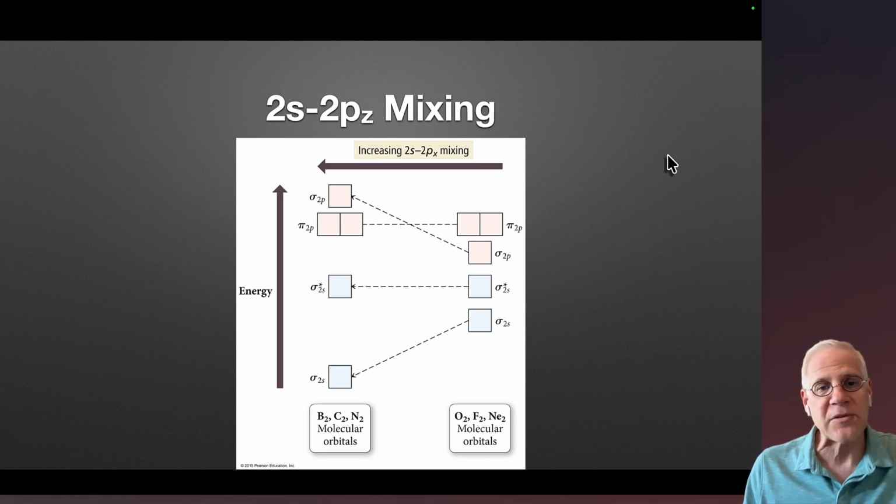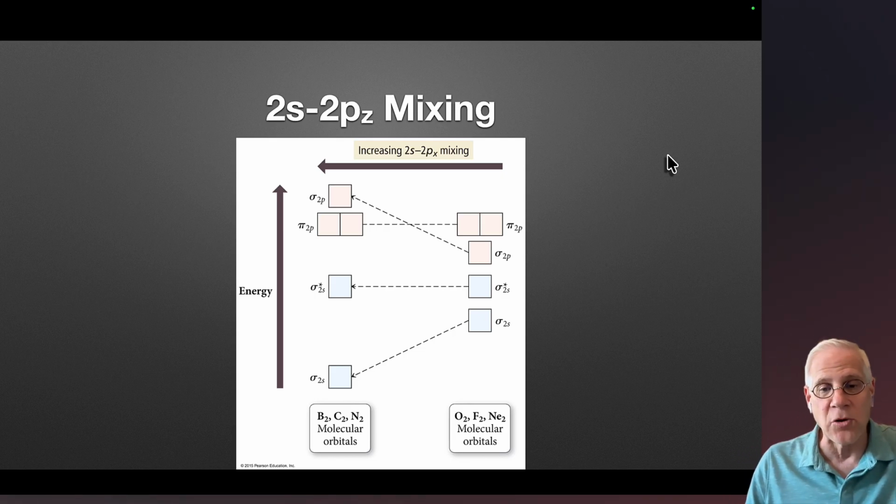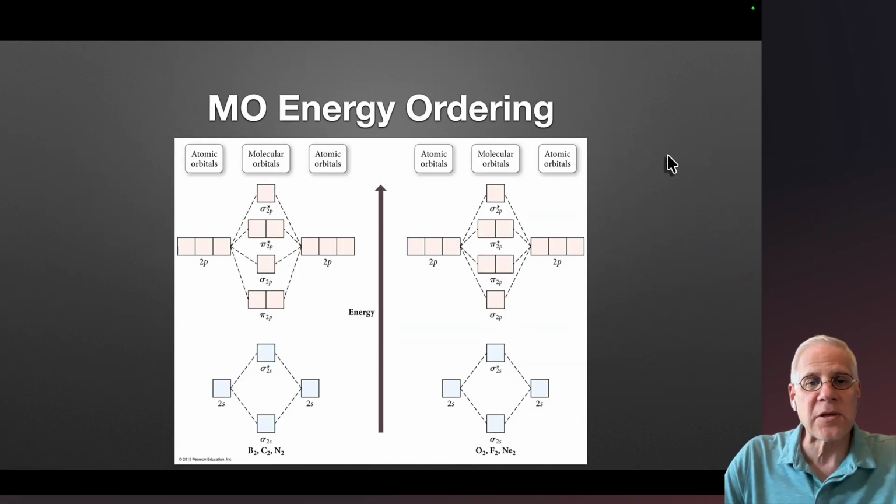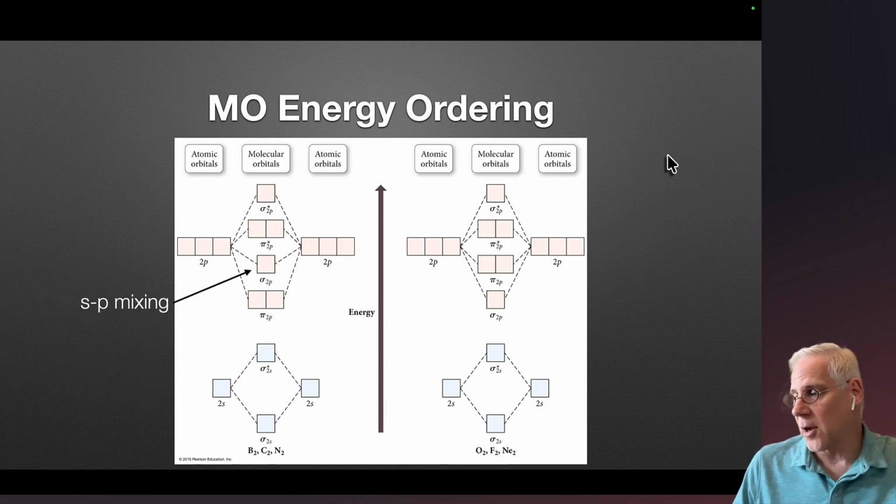Now, the reason that happens is because for your smaller molecules, the energies of the two p orbitals and the two s orbitals are closer in energy than they are for the larger molecules such as O2, F2, and neon. So B2 and C2 and N2 have their s and p orbitals closer in energy, and that allows the 2p and the 2s to mix, and we'll see what that does to the energy in just a little bit.